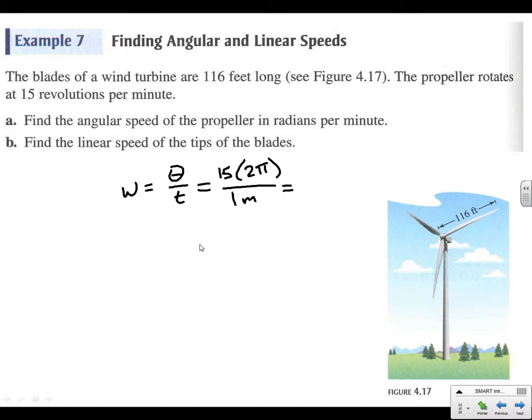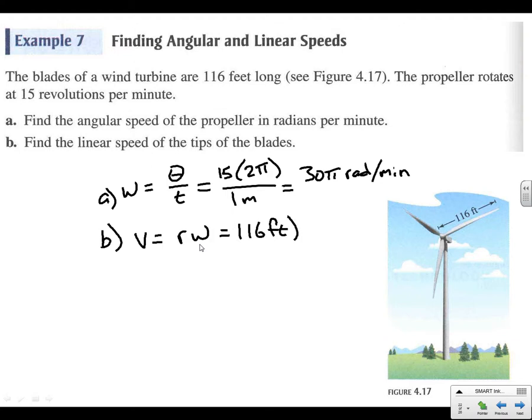So here we have 30 pi radians per minute would be our units. Okay, so that's A. Let's find B, the linear speed. V equals R omega. So on this one, we already have omega. We just need to throw in R, which is 116 feet, times 30 pi radians per minute.